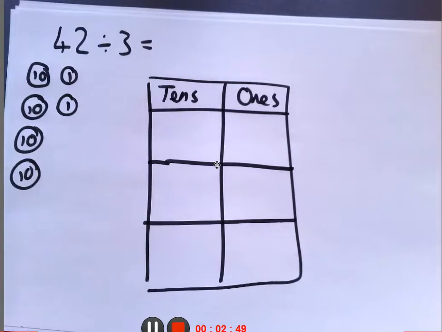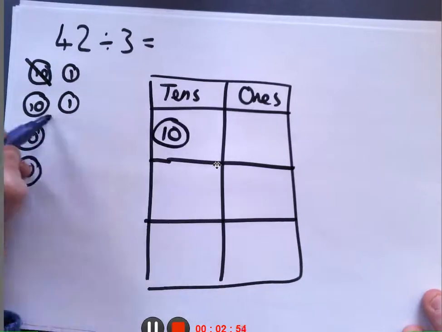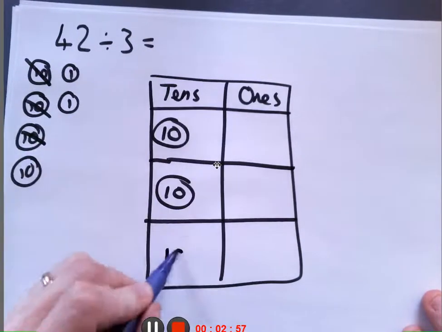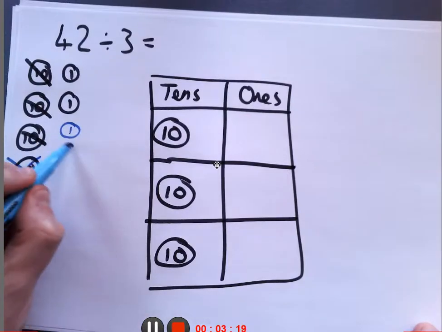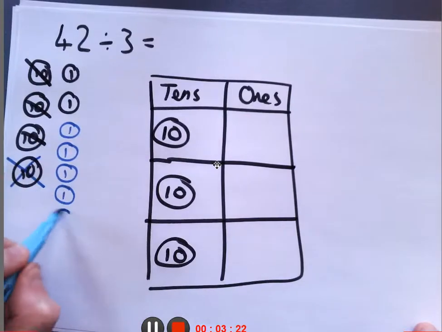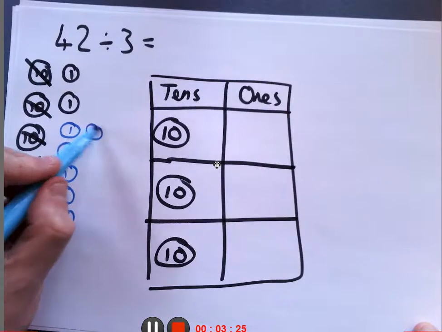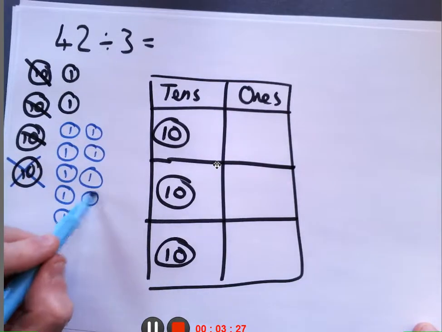I'm going to follow the same step that I'm going to share the tens counters into the rows. Now I've got an issue because I've got 1 ten left, and if I put it into this row, I won't have enough tens to make it equal for the other rows. So now I need to do something we call exchanging. So I'm going to cross this out. I'm going to exchange that 1 ten for 10 ones, and I need to make sure that I do draw out 10 ones here, because if I don't, I'll get the wrong answer.